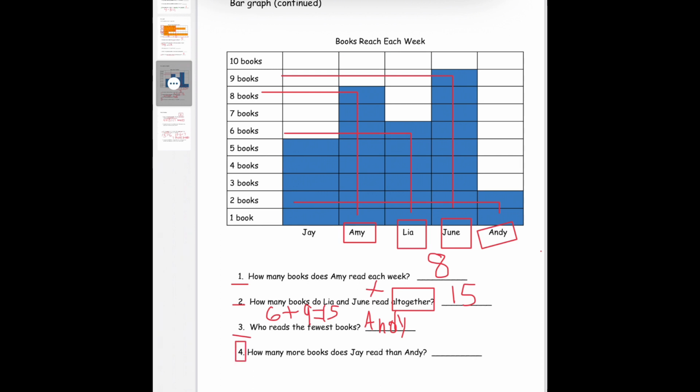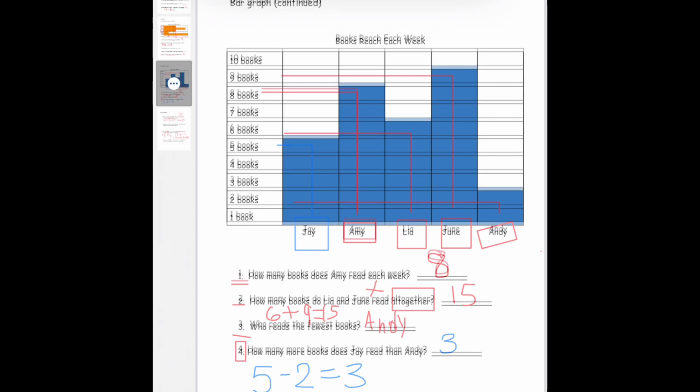Number 4. How many more books does Jay read than Andy? So first we find Jay. Jay reads 5 books, so we would do 5. And then Andy read 2 books. So it says, how many more books does Jay read than Andy? So we would do 5 minus 2, since we're comparing them. 5 minus 2 is 3. So Jay reads 3 more books than Andy.